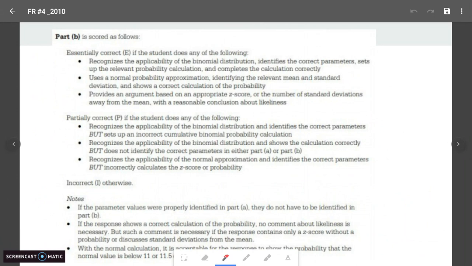Partially correct in this case would recognize the applicability of the binomial distribution and identify the correct parameters, but you might have an error when you were setting up this cumulative probability. Same thing with the binomial, it's just that you correctly set it up, but you do not correctly identify the parameters. So this is you trying to plug it into the calculator, but not specifying what each piece means. And then recognizing the applicability of the normal approximation, correct parameters, but incorrectly calculating the z-score of the probability.